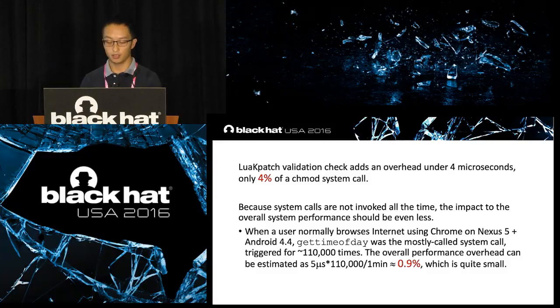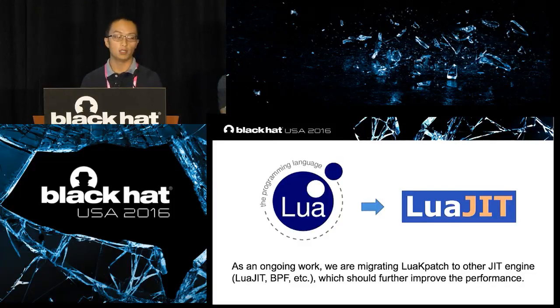In the worst situation, if we want to hook a frequently called syscall, gettimeofday, this syscall will get called on the order of 100,000 times on the Nexus 5 phone. Even in this extreme condition, if we hook all those invocations, it only generates under 1% overhead, which is quite small. And furthermore, as ongoing work, we will replace the Lua engine with Lua JIT or BPF JIT. That should be even faster.